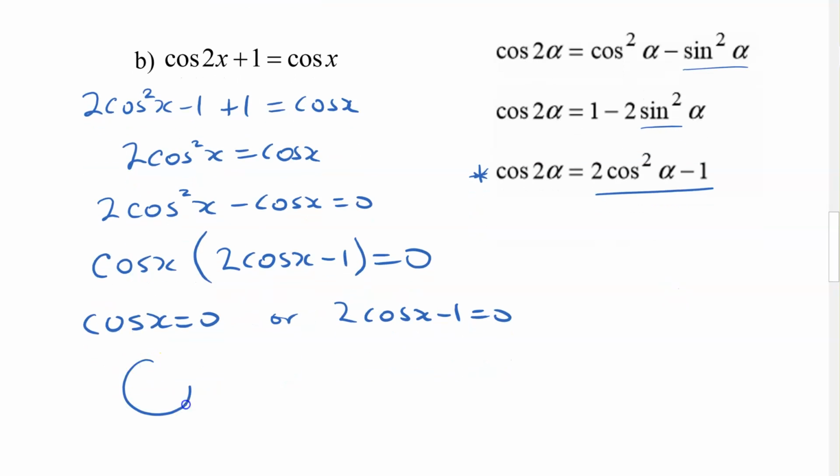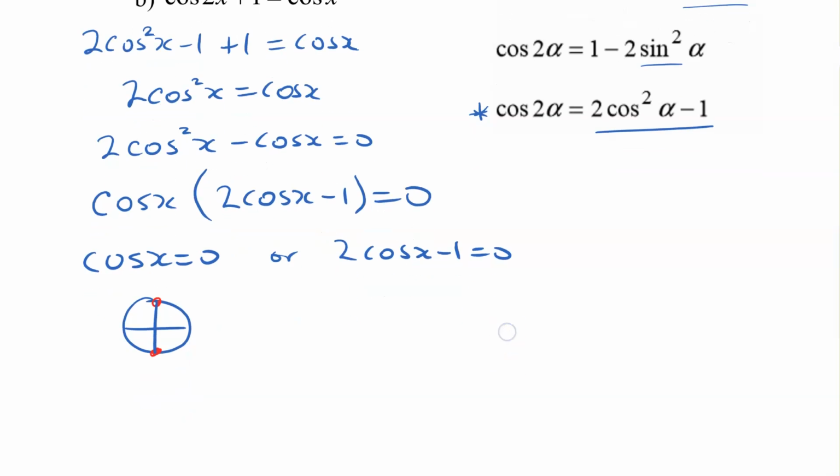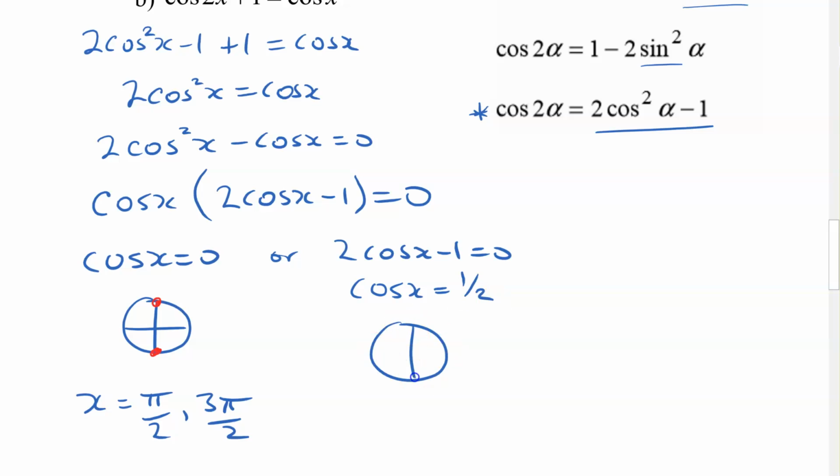When is cos 0? Well, cos is 0, I guess, up here and over here. So those answers would be x could be pi over 2 and 3 pi over 2. On the right hand side, if I add 1 to both sides and then divide by 2, cos x is going to be equal to a half. When is cos equal to a half? I guess over there and over there. So I could say x is equal to pi over 3 and 5 pi over 3, familiar answers.